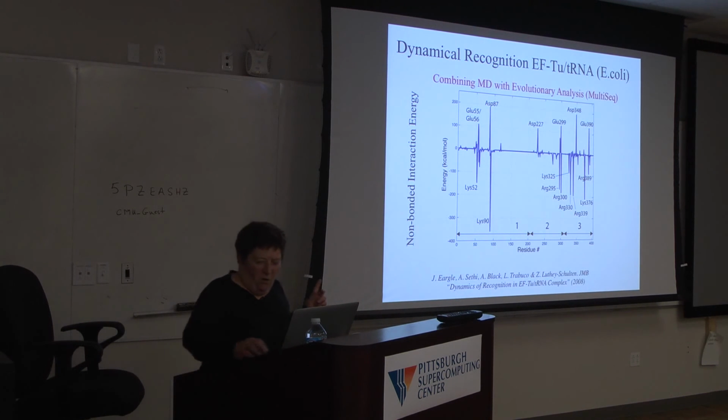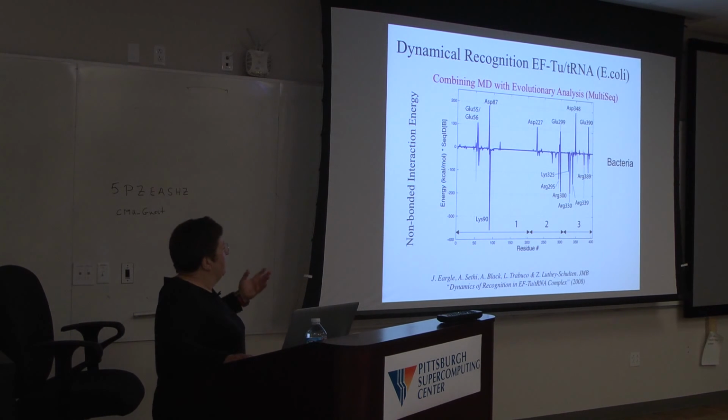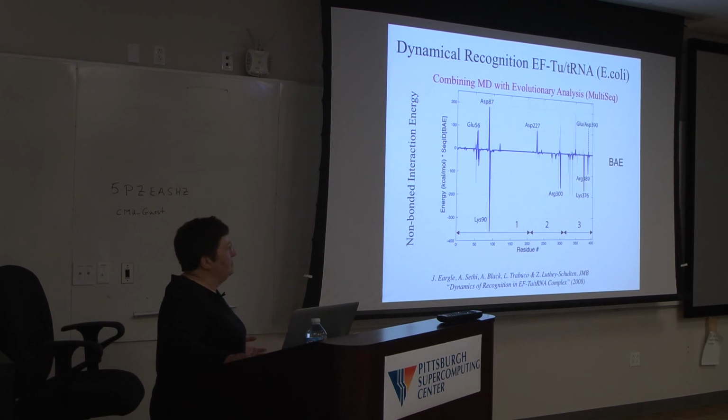But that was just for E. coli. What if I put a mask of sequence conservation over the EFTU? You had to blink, but almost everything stays, right? Now let's look over archaea, bacteria, and eukaryotic systems. And you started to lose some of the interactions.